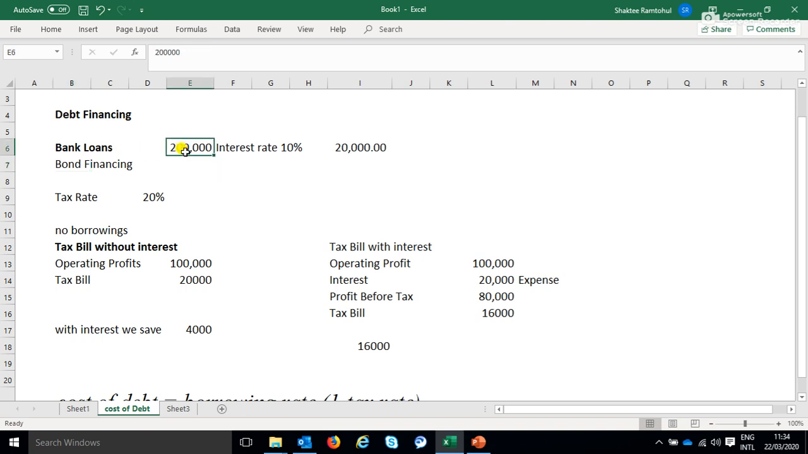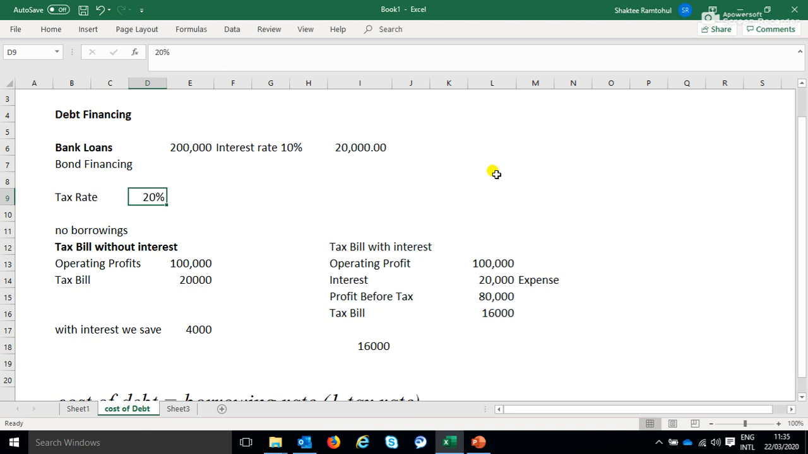Now, in my example, we've taken a loan of 200,000 at a rate of interest of 10%. So if this is the case, our annual interest will be 10% of 200,000, that's 20,000. That could be pounds or dollars, it doesn't really matter. I've also assumed that we have a tax rate of 20%.